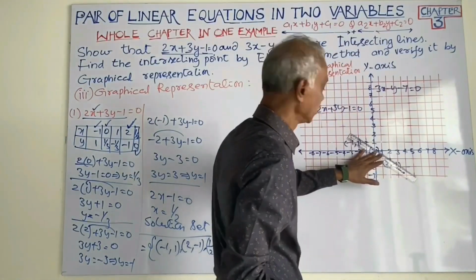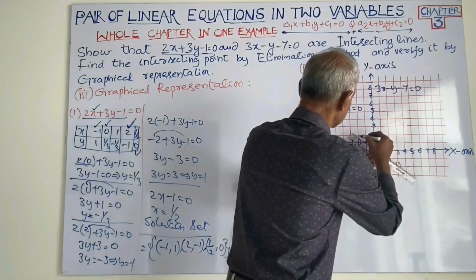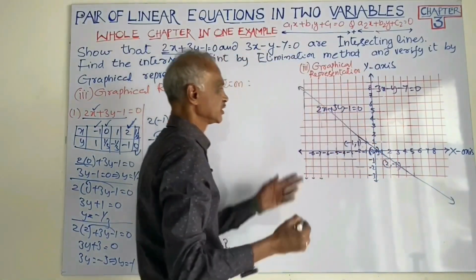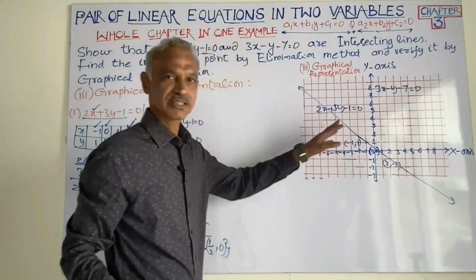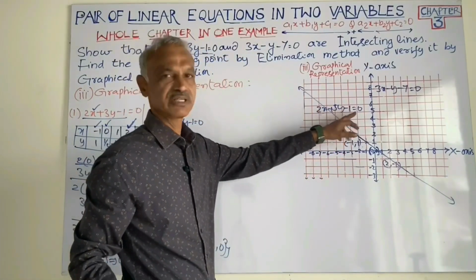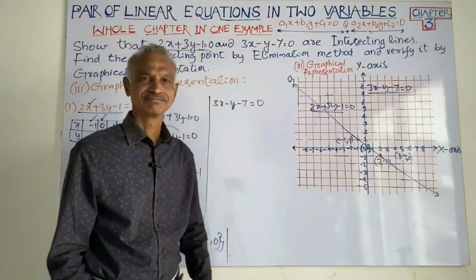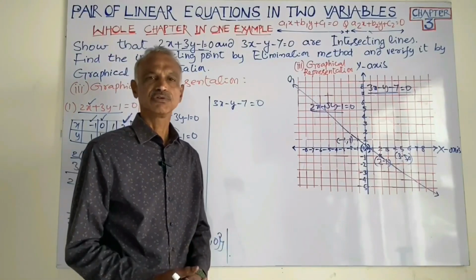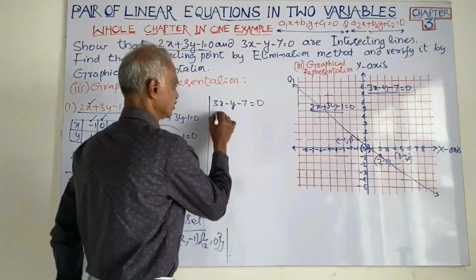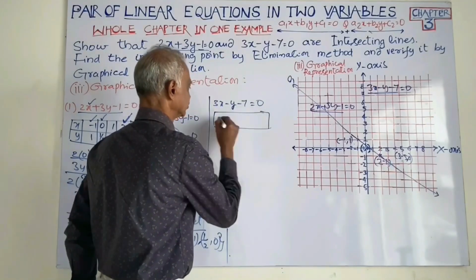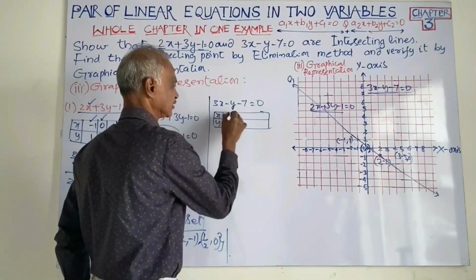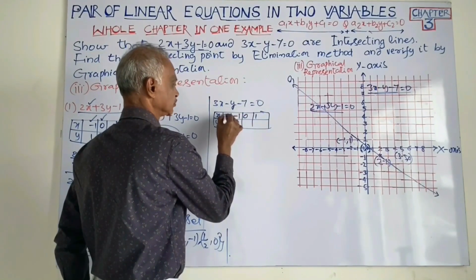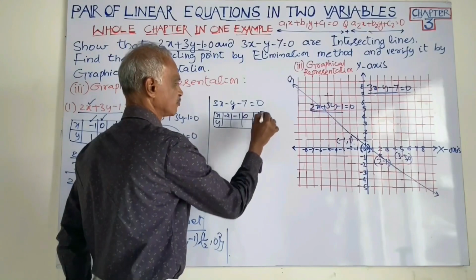You see, I am drawing a line. This line is 2x plus 3y minus 1 is equal to 0, L1. Now we will draw 3x minus y minus 7 is equal to 0. We will find out the ordered pairs, x and y: 0, 1, minus 1, 2.